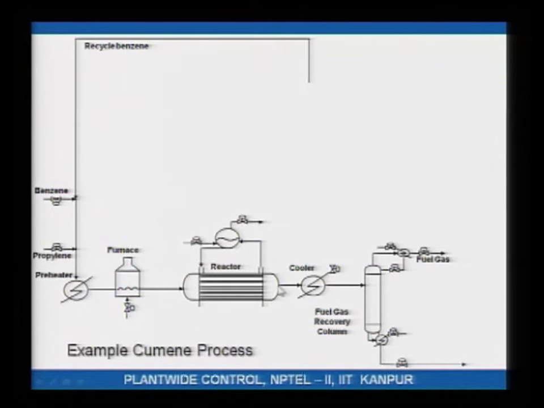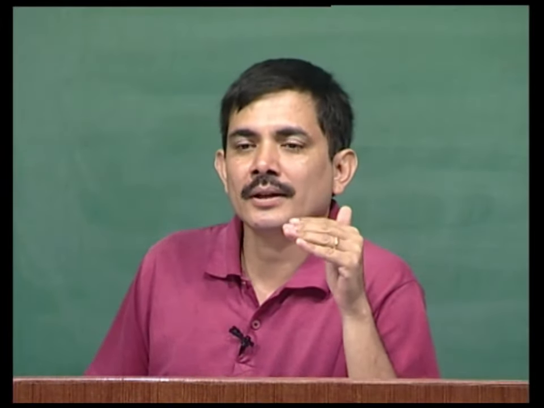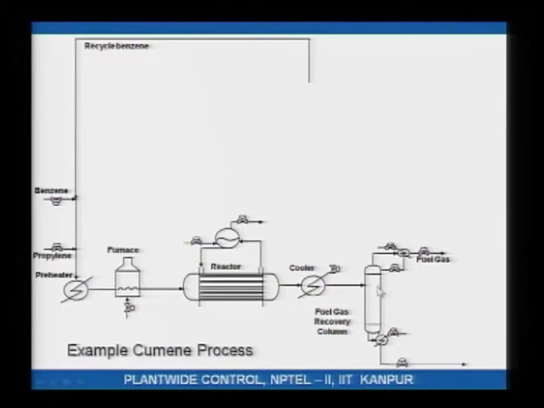The reactor effluent is cooled in a cooler and then sent to an essentially light-out-first distillation train. Light out first means in the first column you will take out the lightest component, then whatever is left in the second column you will take out the next lightest component, and so on and so forth. So in the first column you recover any unreacted propylene, which is light, along with inert propane that may be entering with the propylene.